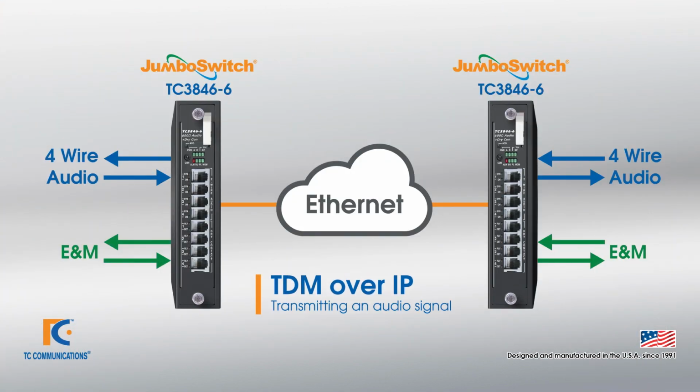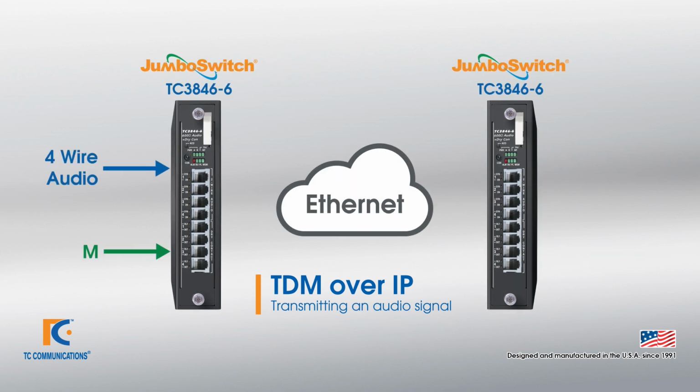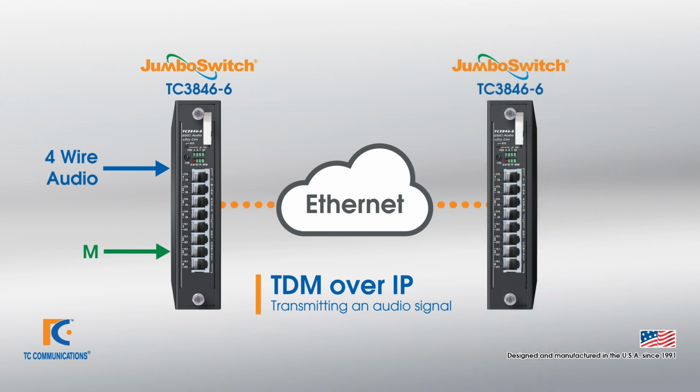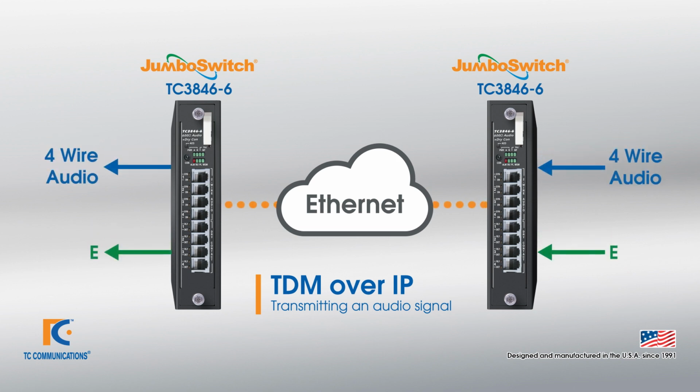Let's take a look at an example transmitting an audio signal with the JumboSwitch. The audio and the signaling is received by the TC3846-6 JumboSwitch interface card. The signal is then converted to IP packets and transmitted over the network. The signal is then received by a second TC3846-6 device, and then converted back to the audio and signaling. The reverse path is handled the same way. The connected equipment views the link as identical to the original connection, in this case, a leased analog line.